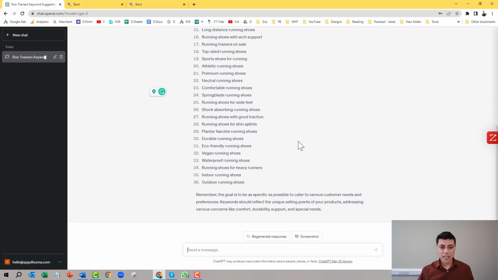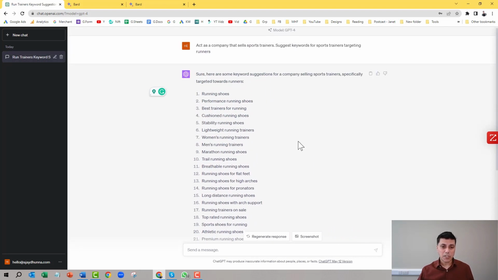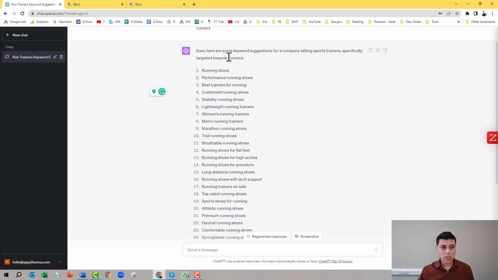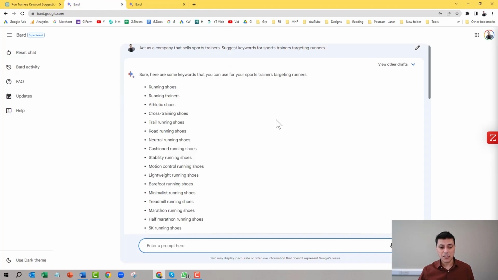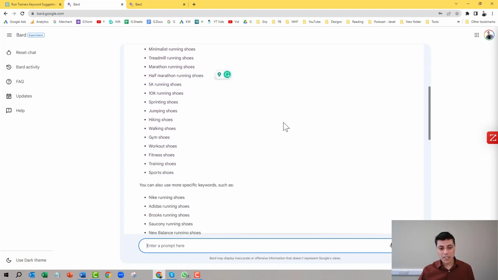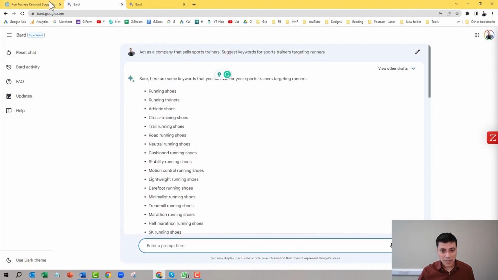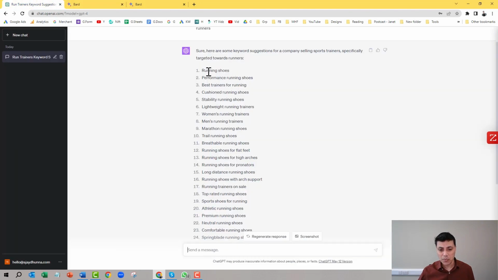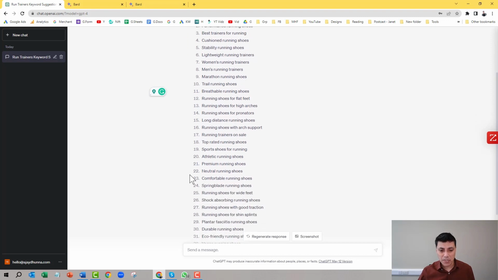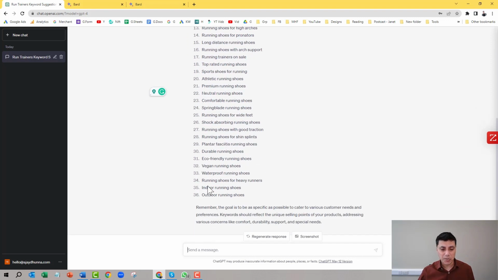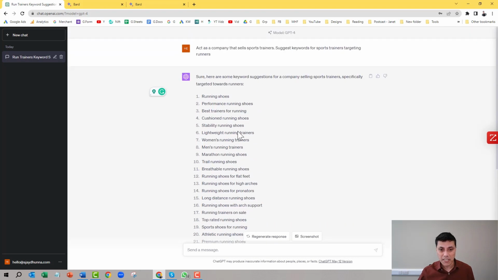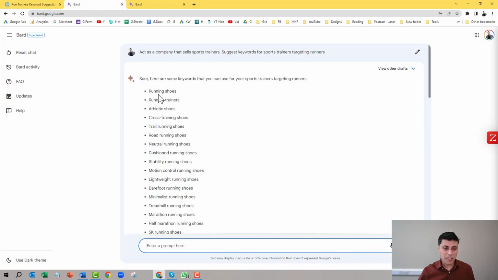Okay, so now we have a list of keywords given to us by ChatGPT, and we also have a list of keywords given to us by Bard. Instantly, one of the main differences I can tell, first of all, let me take a look at the keywords themselves. Are the keywords relevant? Running shoes, women's running shoes, athletic running shoes, vegan running shoes, indoor running shoes. So all the keywords seem to be relevant with ChatGPT. And now, you've got similar keywords with Bard. So you've got running shoes, stability running shoes, 10K running shoes.